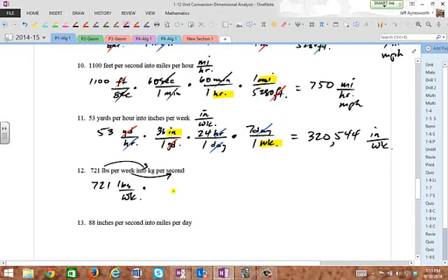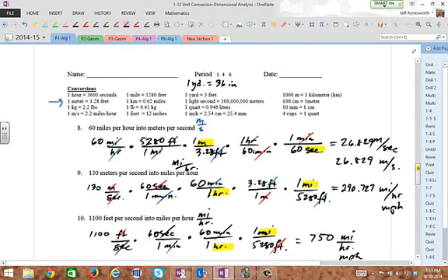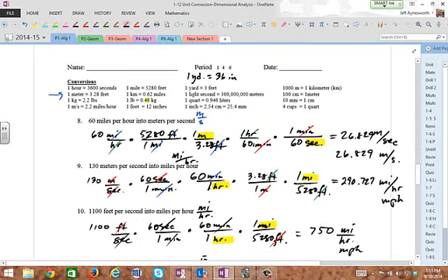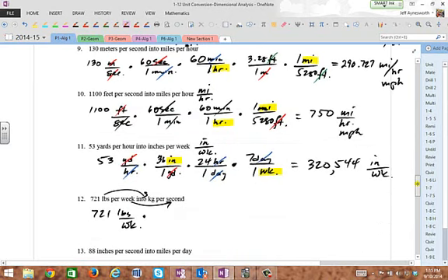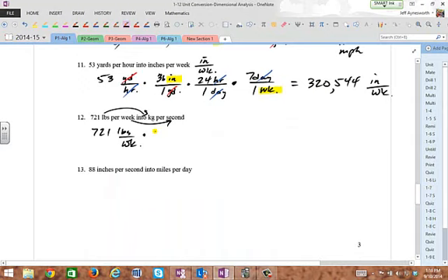So let's do one at a time. So let's go pounds to kilograms. So let's go up here to the list. Pounds per kilogram. So it's right here. So 0.45 kilograms equals 1 pound. Cancel out units properly to make sure you're doing it right.